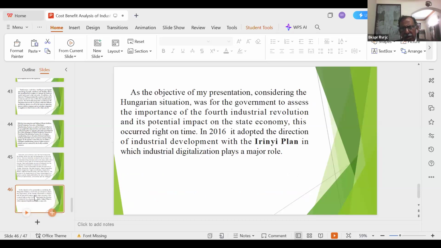As the objective of my presentation is considering the Hungarian situation, it was for the government to assess the importance of the fourth industrial revolution and its potential impact on the state economy. This occurred right on time in 2016. It adapted the direction of industrial development with the Irinyi plan, in which industrialization plays a major role in Hungary. That is where my presentation ends.